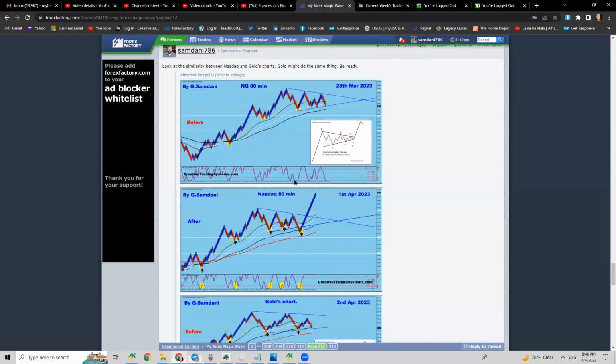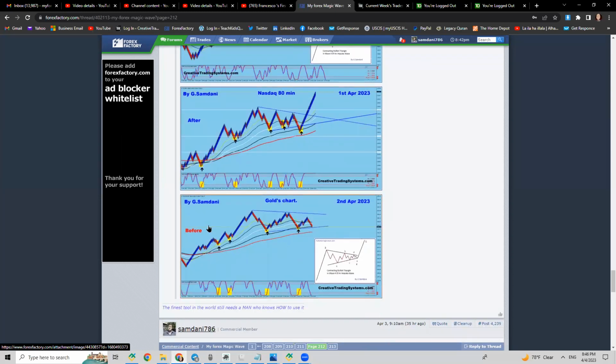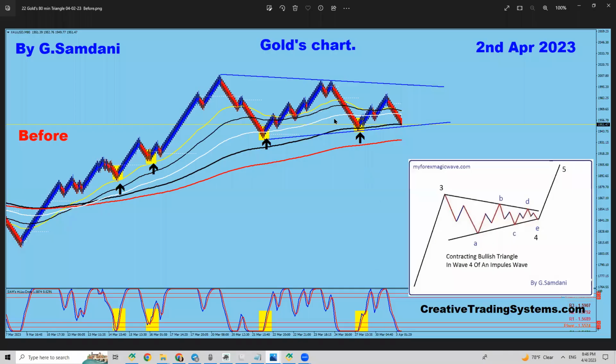As well as I posted this on the Forex Factory in my forum there. See, I wrote down here, look at the similarity between Nasdaq and gold charts. Gold might do the same thing. Be ready. This is the Nasdaq chart before, this is the Nasdaq chart after, and this is the chart before for gold. So now the question is, what happened to this gold chart? And let me show you what happened to this gold chart.